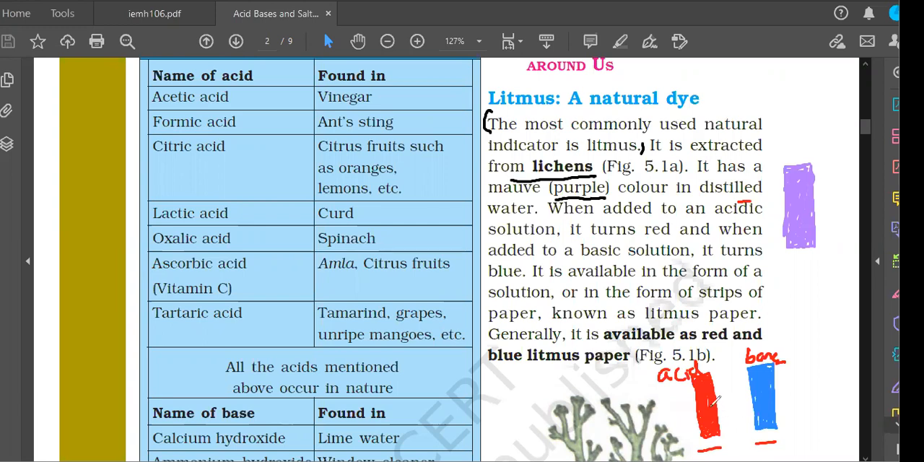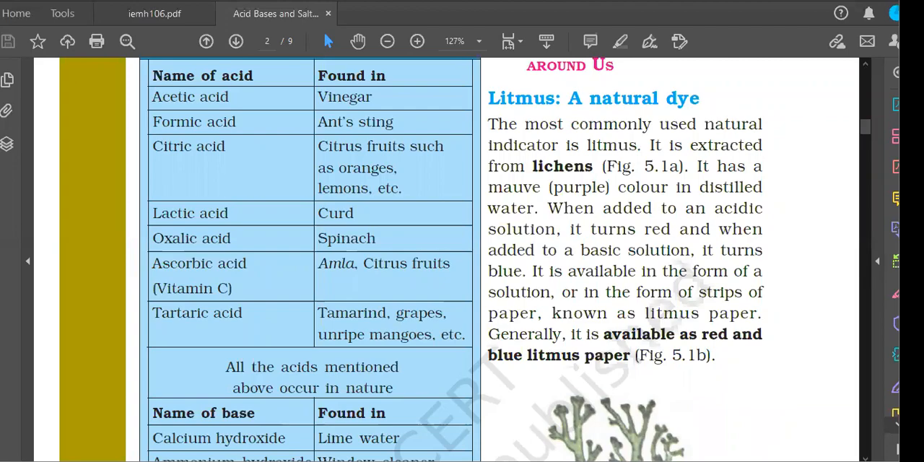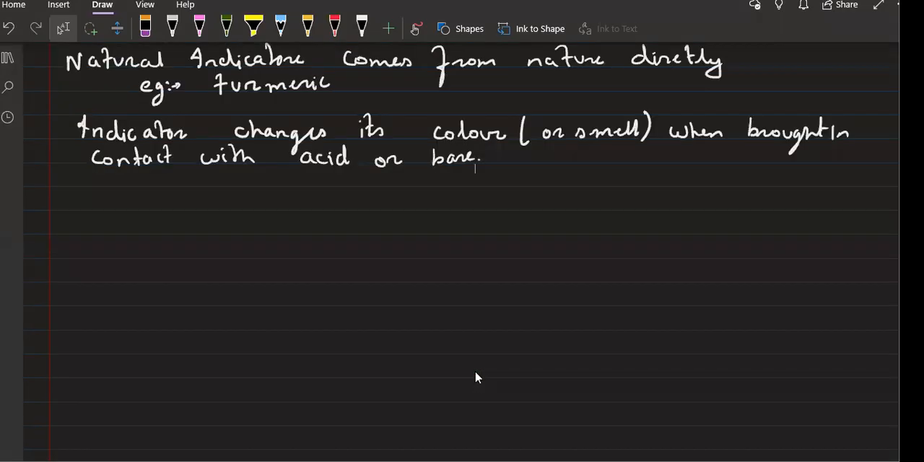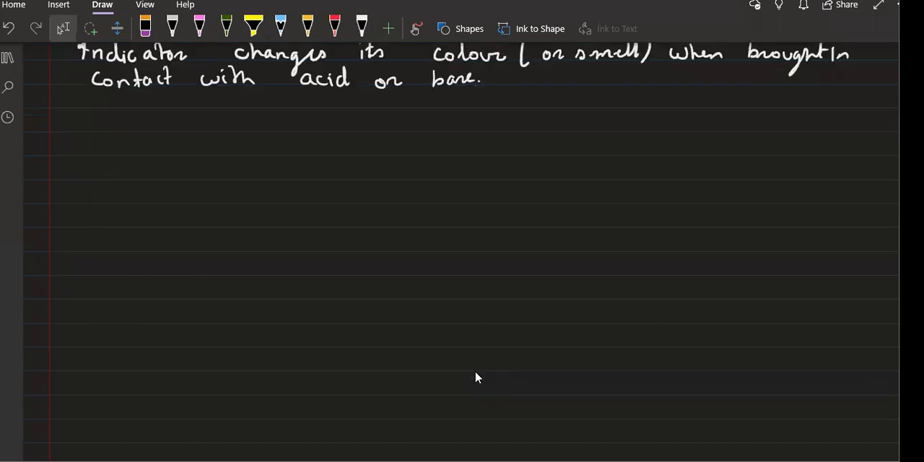Now if you dip red colored litmus paper in base, what will happen? Tell me. No, no, forget about purple. I just said that. I will write over here.